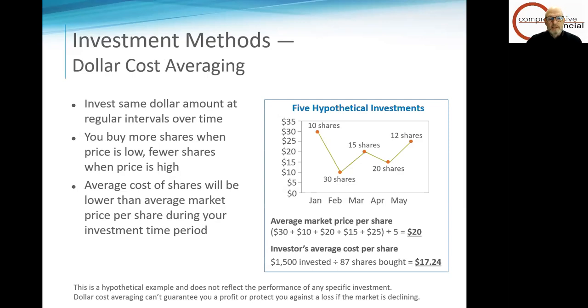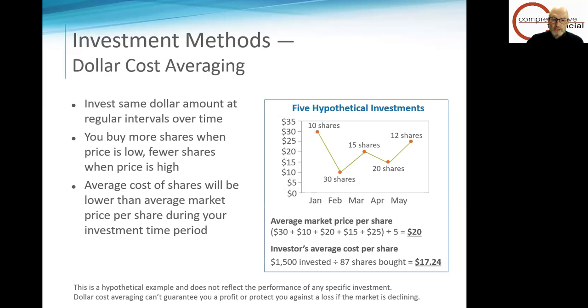Let's look at the example here of someone investing $300 a month over a 5-month period. Let's say in January, that individual was investing $300 in a particular security, whether it's an ETF, mutual fund, whatever it is. At that time, the share price was $30 per share, so they purchased 10 shares. But something happened in the marketplace, and the following month, the share price dropped down to $10 per share.